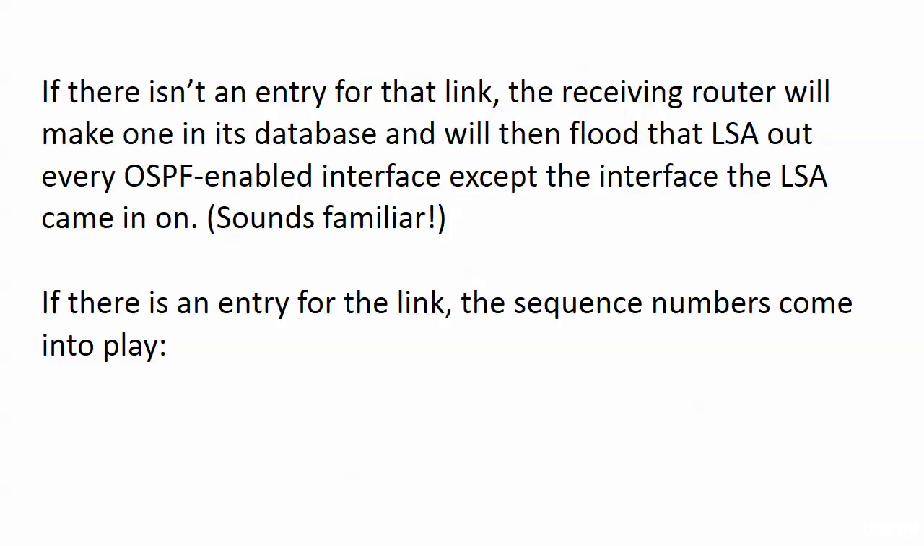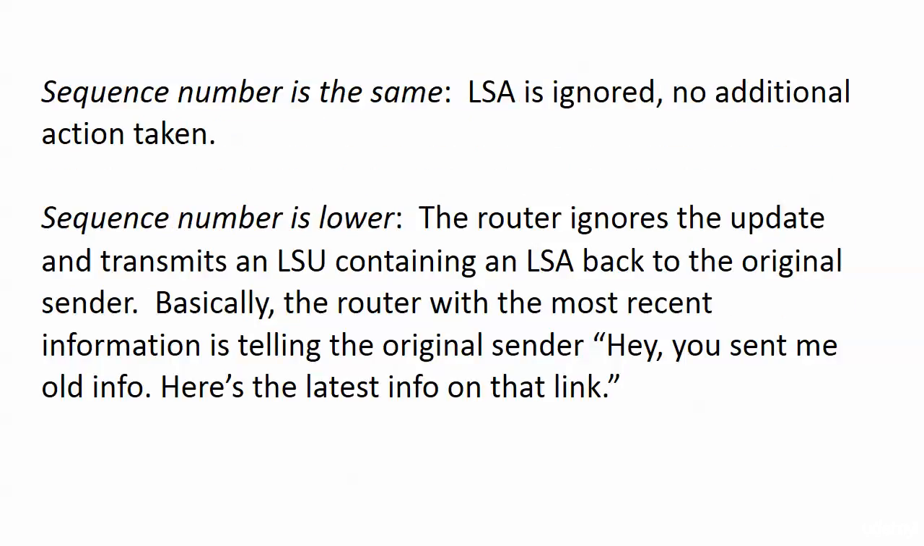So we could be higher, we could be lower, we could have a tie. If the sequence number of the incoming LSA is exactly the same, then that LSA is ignored and no additional action is taken. That's pretty rare though. It's usually a higher or lower deal. Now if the sequence number is lower on the incoming LSA, the router that receives it ignores the update and transmits an LSU containing an LSA back to the original sender. Basically the router with the most recent information is telling the original sender, hey, you sent me old information. Here's the actual latest info on that link.